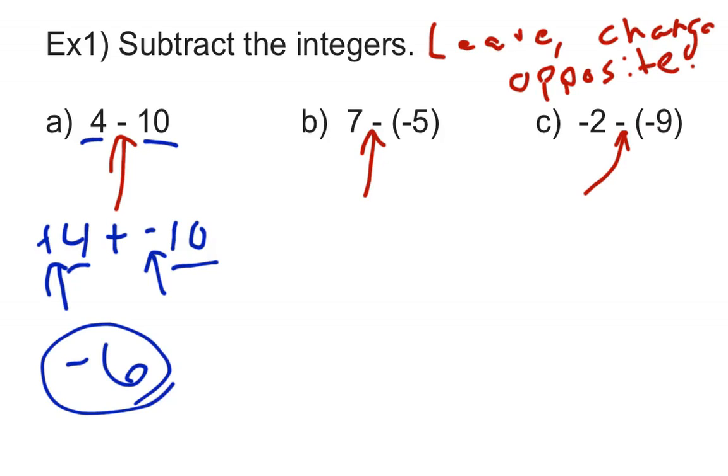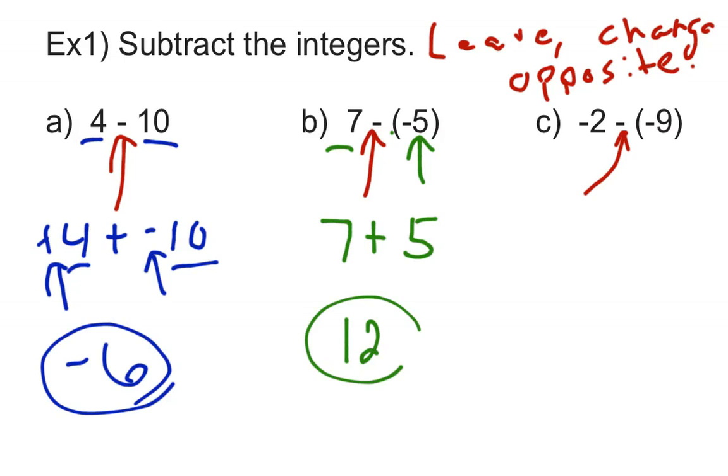Okay? Part B, same thing. I see that subtraction in the middle. I don't want subtraction. So the 7, I'm going to leave it. The subtraction, I'm going to change it to addition. The negative 5, I make it its opposite, which is positive 5. And look at that. That's just a simple adding problem that we've done since we were very young in school. 7 plus 5 gives us 12. Okay? So the whole key is doing that leave, change, opposite to get rid of the subtraction, and then we'll use our adding rules.